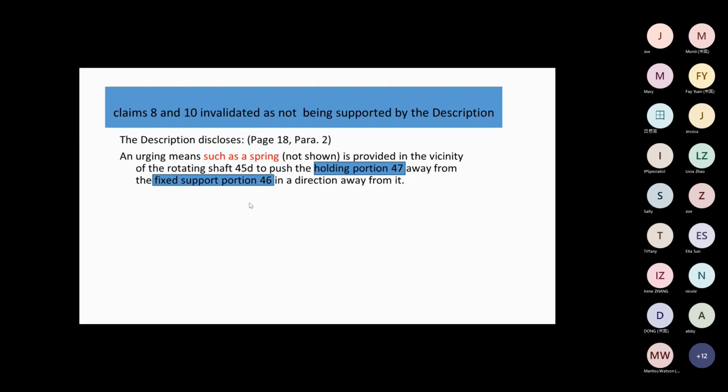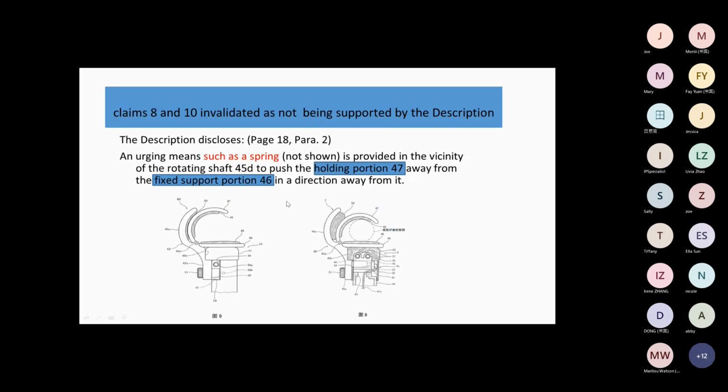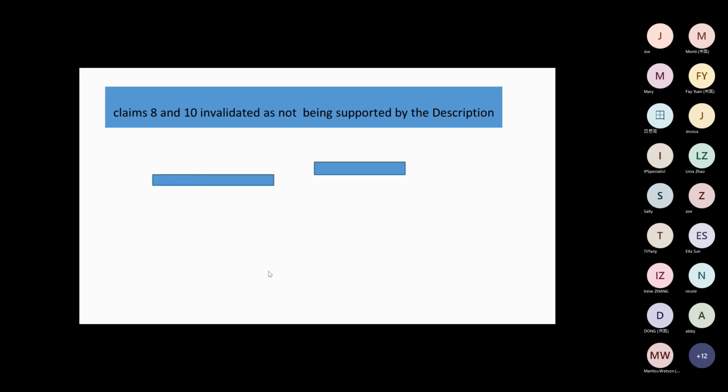Okay, after I introduced the reason of lacking obviousness for challenging claim 1, I want to tell you how I challenge claims 8 and 10 for lacking support by the description. First, I introduce some details of the challenged invention. In the description of the invention, on page 18, paragraph 2, these two pictures illustrate the detailed cross-section view of the forearm massager. I'll go back to the picture.